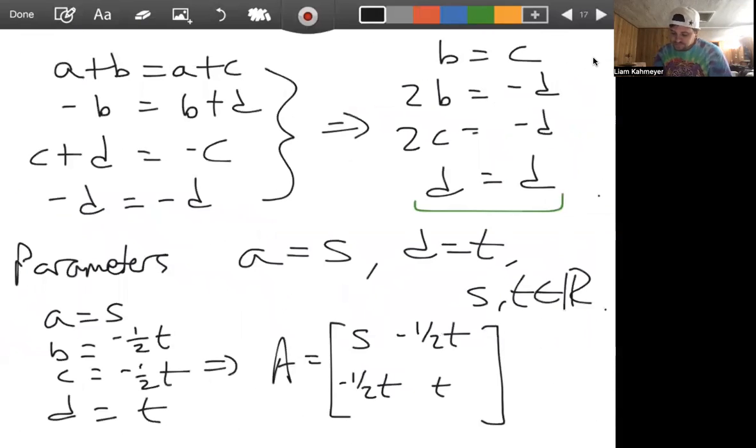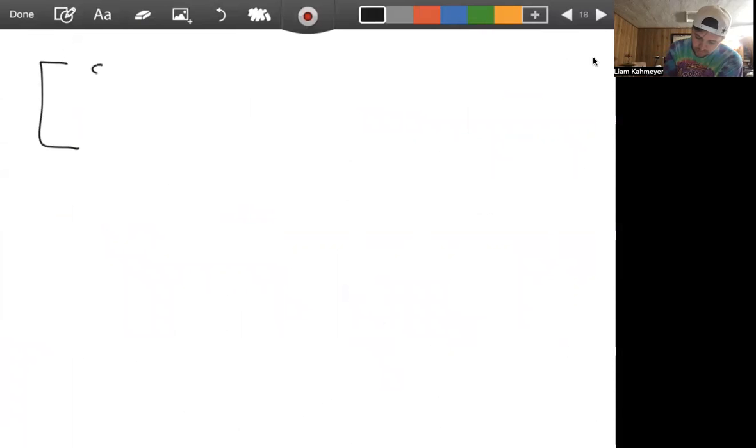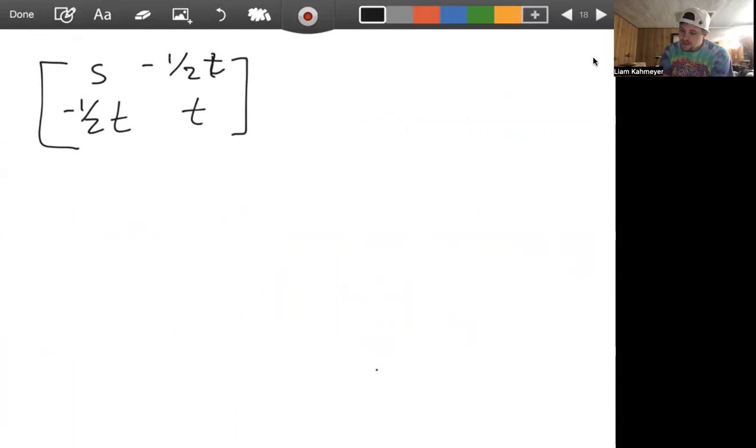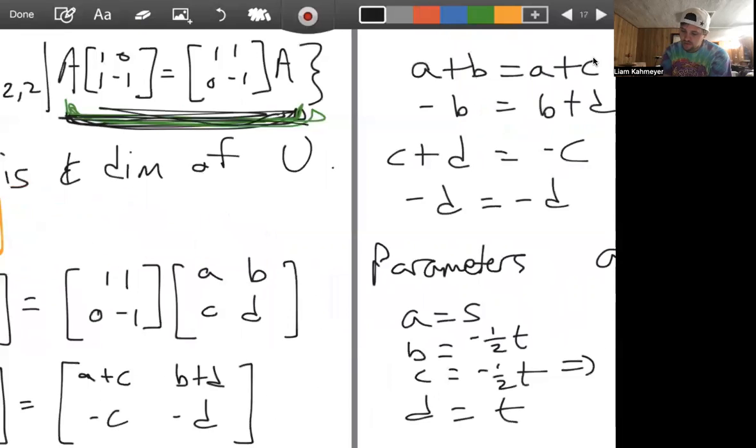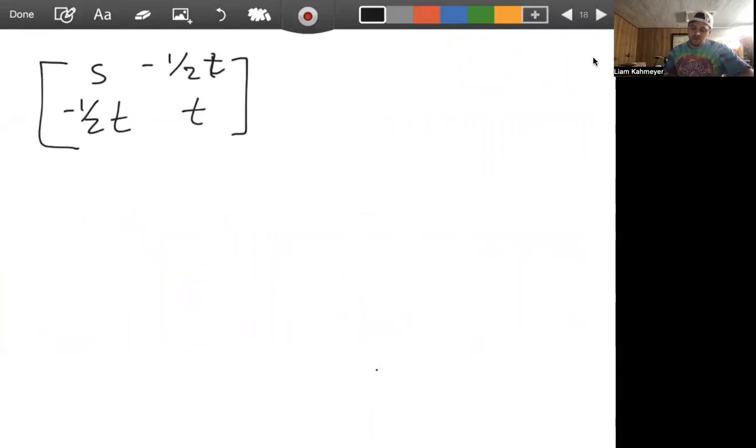What we need to do then is write all of these matrices as a linear combination of elements of M22, right? So we notice if we pull out an S, this is equal to S times, and then we would have a 1 here. And then if we pull out an S, for this to be true, we would need zeros everywhere else, right? So here, actually, let me write this a little differently.